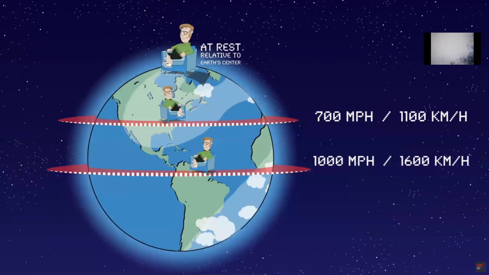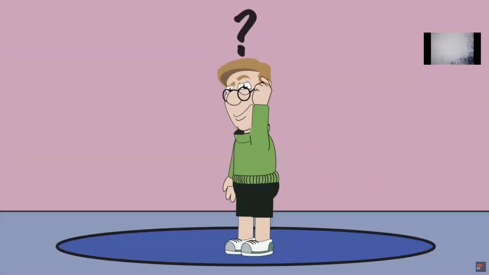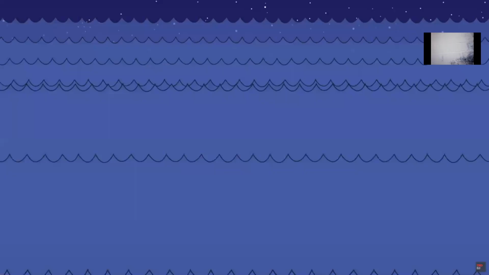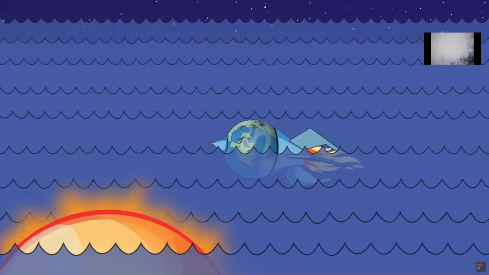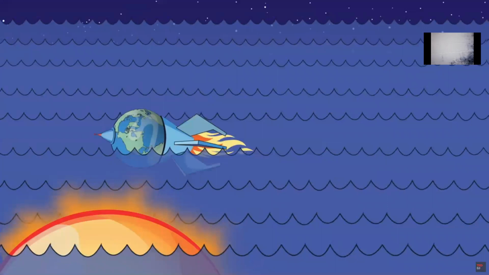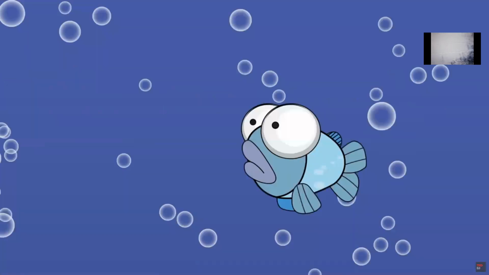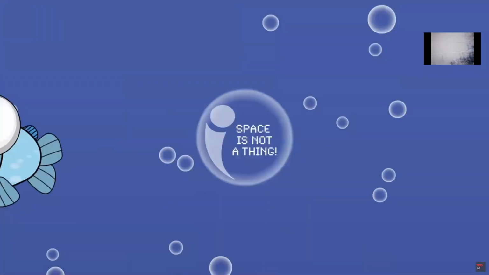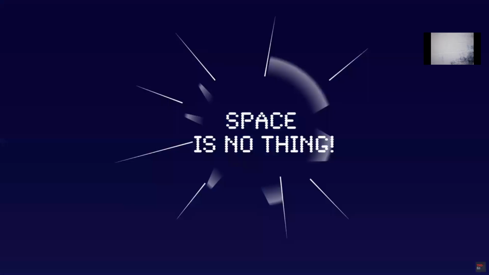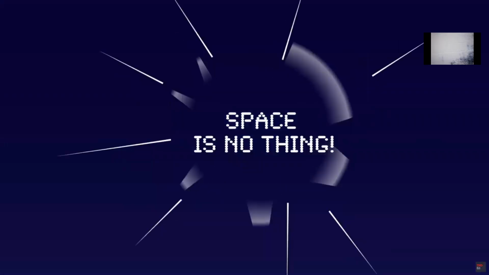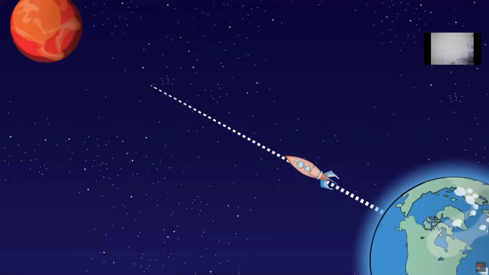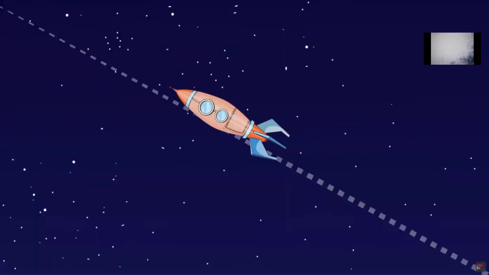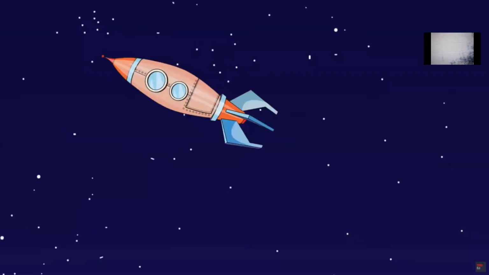When we furrow a brow and ask, but how fast is Earth really moving? We imagine spaceship Earth plowing through the ocean of space as it orbits the sun. But space is not an ocean. It has no substance as water does. Space is not a thing. Space is nothing. Space is no thing. You can move between 2 points in space, say between Earth and Mars, but you can't move through space. There's nothing to move through.